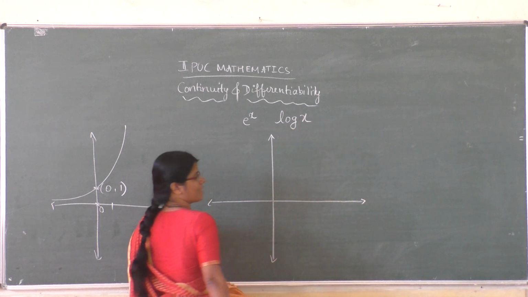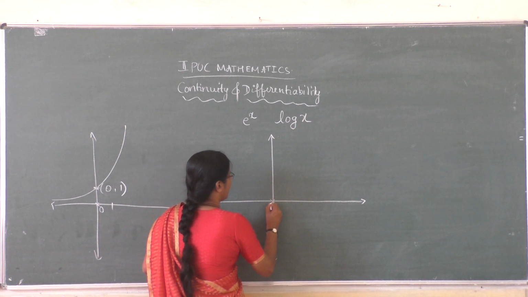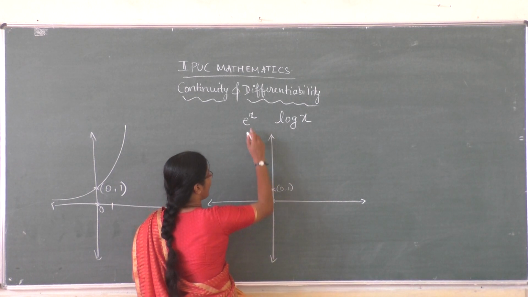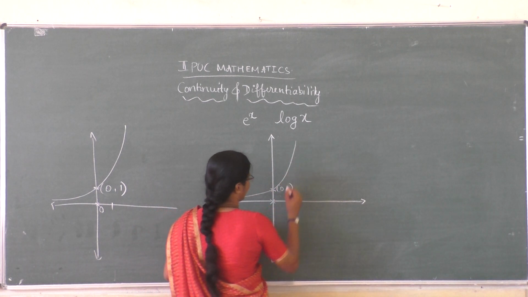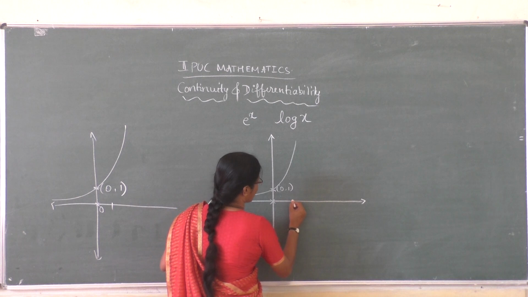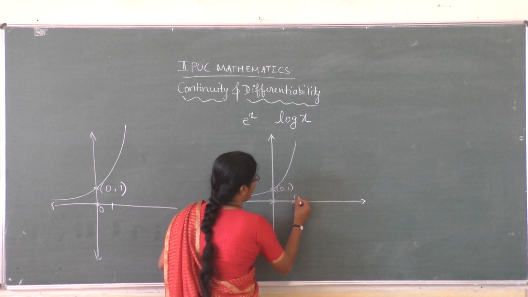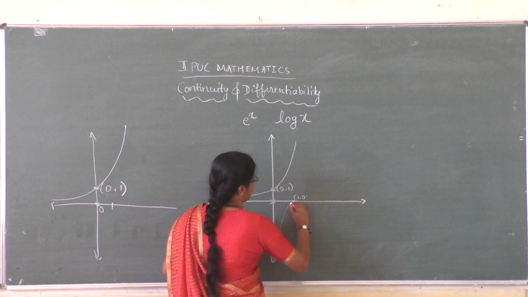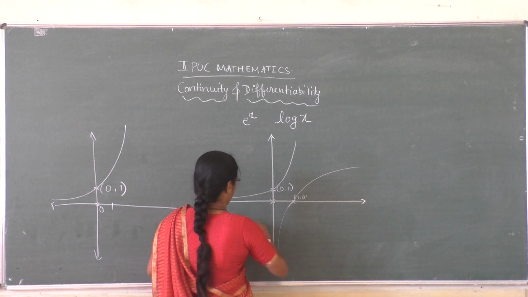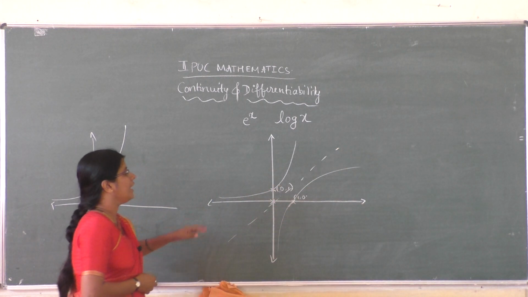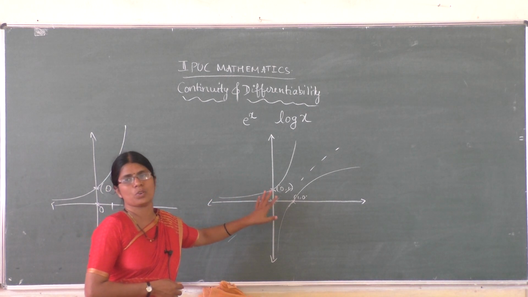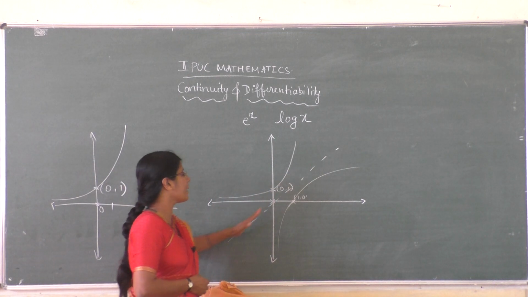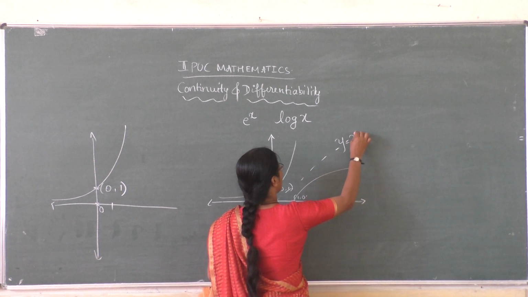Log, here we take log x, that is log x to the base e. So for the exponential function e to the power x, you get the graph like this. And for the logarithmic function, log to the base e, this point is (1, 0), and you get the graph like this. These two graphs are mirror images of each other with respect to this line, that line is nothing but y equal to x.